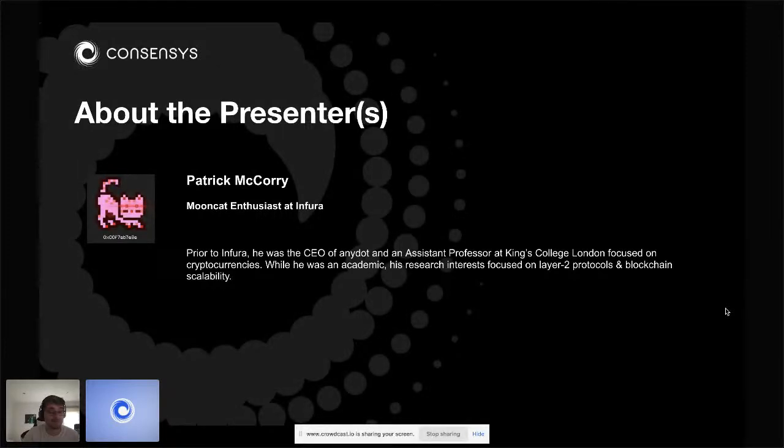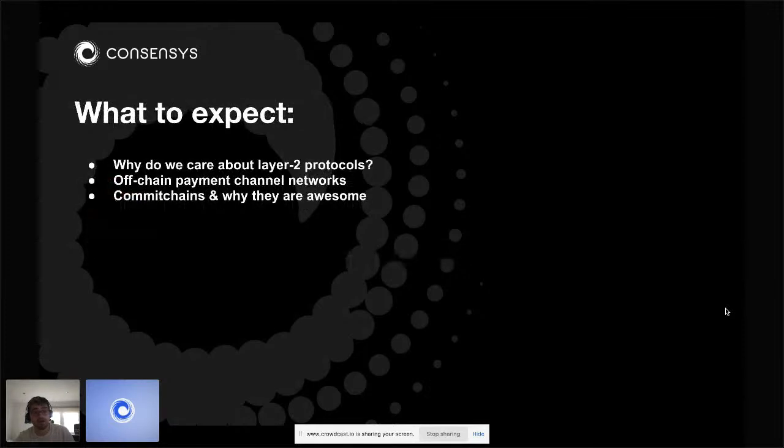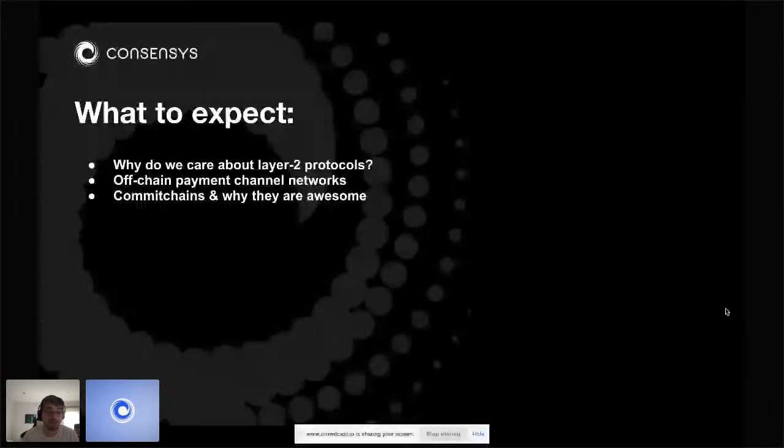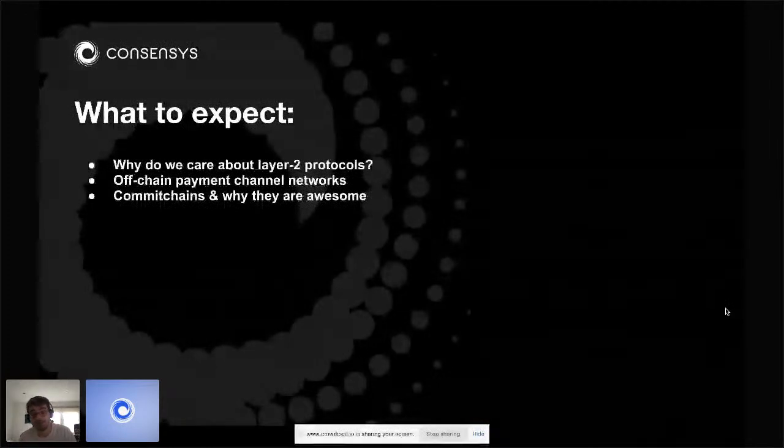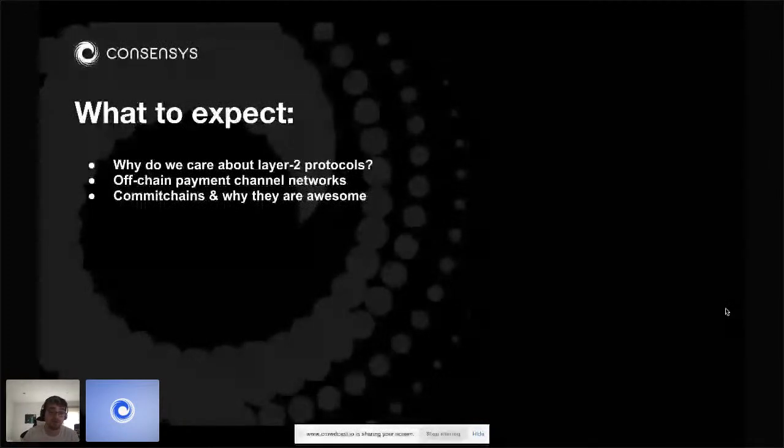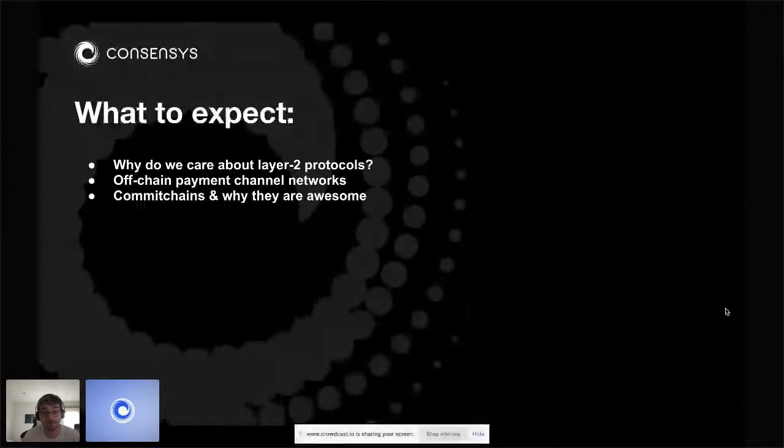What I really want to cover today is an overview of layer 2, and I'm probably going to deep dive into some topics. So this is more of a technical talk with a nice high-level overview around it. First, I'm going to talk about why we even care about layer 2 protocols. Then I'm going to talk about off-chain payment channel networks, something like the Lightning Network, because really, back in 2015, that's all we had. That was the first example of a layer 2 protocol. Later on, we had these commit chains, and I'm going to talk about why they're awesome and why we should all be excited for the rollups.